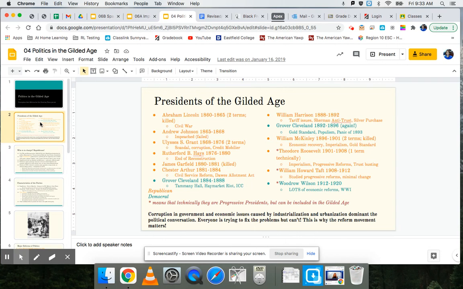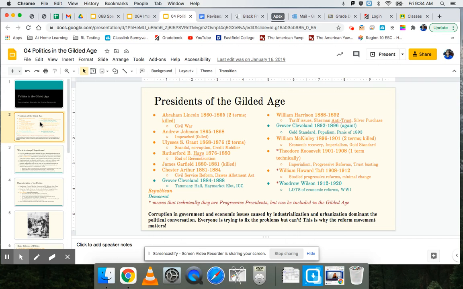So we'll be talking about all of these different issues. You can see issues about labor violence with the Haymarket riot, and you can see issues like Tammany Hall and civil service reform, Native American issues, the Dawes Allotment Act, antitrust issues with the Sherman Antitrust Act, gold and silver issues, which we'll understand better by the time we get to the end of this week.